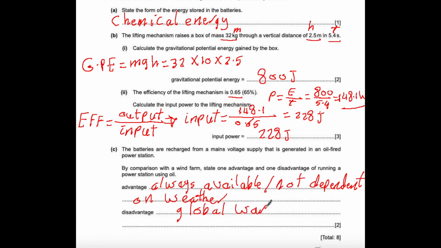and you know the meaning of global warming. Global warming is the increasing of the ratio of carbon dioxide gas in the air, and this will cause the increasing in the temperature. Also, we can say the oil will run out, will be finished, so the oil will run out. That's it.